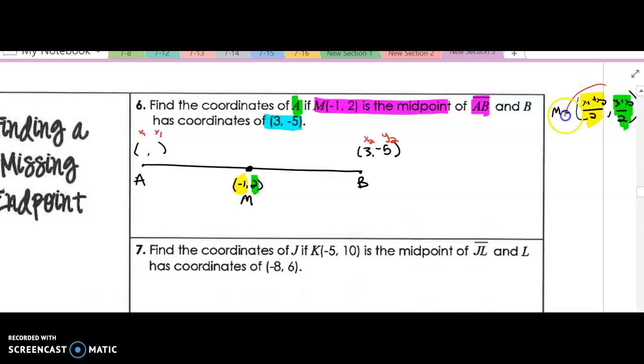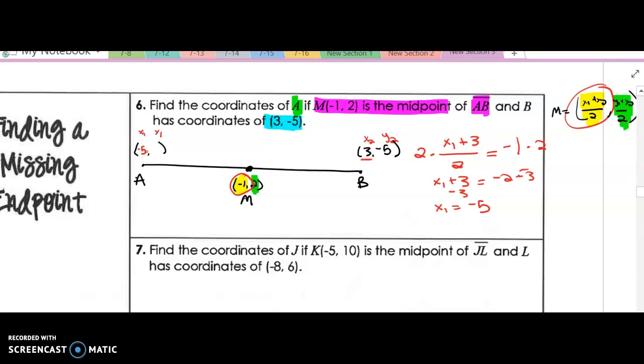Let's start with our x value. x1 we don't know. x2 we do know, which is 3 right here, over 2. What is this going to be equal to? It's going to be equal to our x-coordinate, negative 1. Now all we have to do is solve this equation for x1. The first thing I'm going to do is multiply both sides by 2. I get x1 plus 3 is equal to negative 2. I'm going to subtract 3, subtract 3. I get x1 is equal to negative 5. Awesome. There's our first coordinate right there, negative 5.